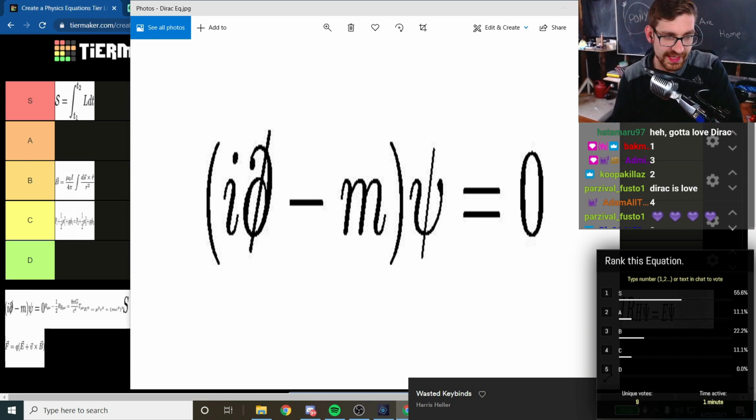Now, this is where we might part ways, chat. This is where I might call the mulligan card. I might have seniority over this, because I don't think this is S-level tier.